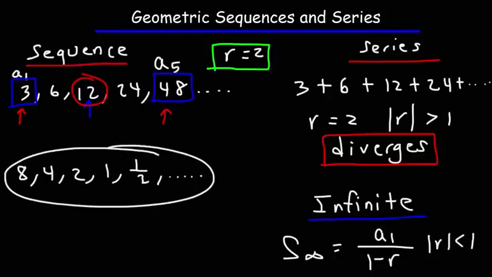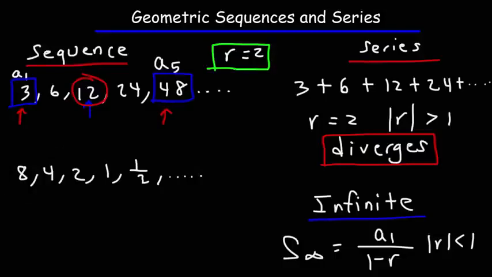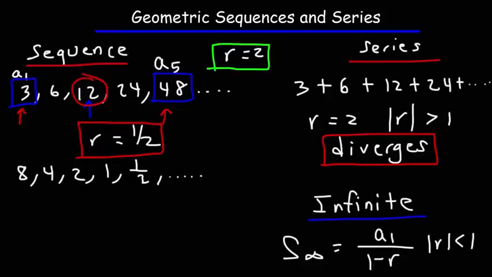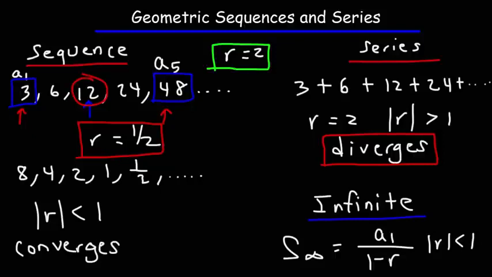If we focus on this particular infinite geometric series, notice the value of r. If we take the second term divided by the first term, 4 over 8 is 1/2. If we take the third term divided by the second term, 2 over 4 reduces to 1/2. So that's the value of r. So for that particular series, we could say that the absolute value of r, which is 1/2, is less than 1. Therefore, the series converges, which means we can calculate a sum. It has a finite sum, even though the numbers get smaller and smaller and smaller.